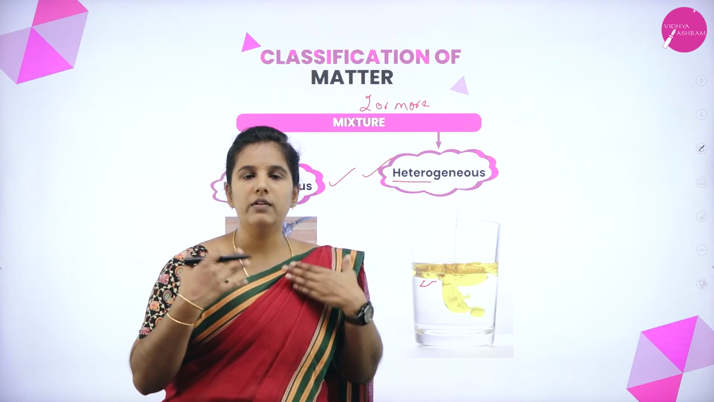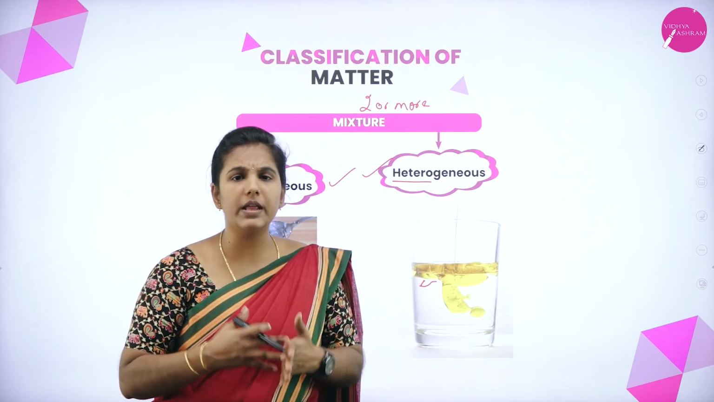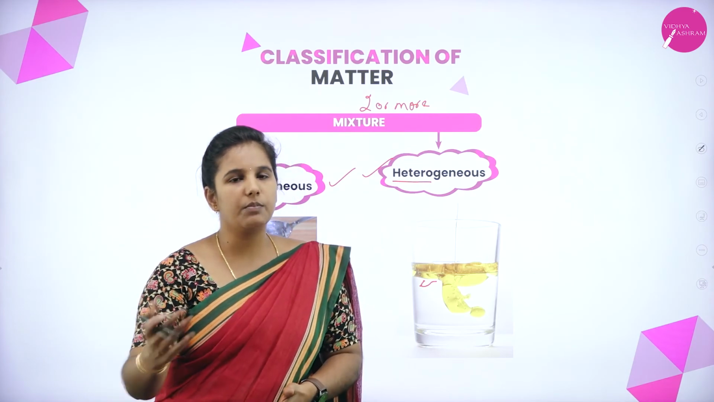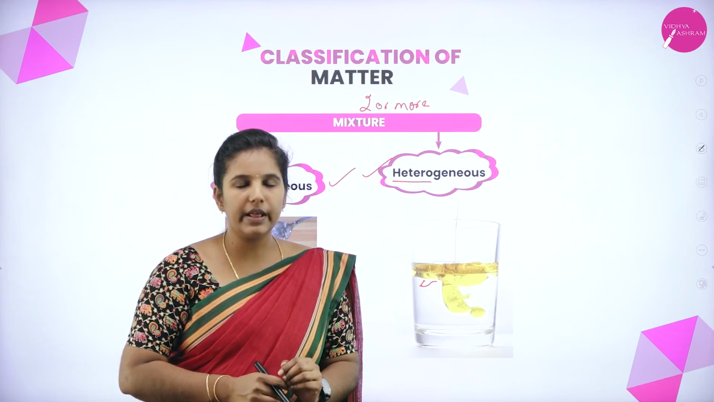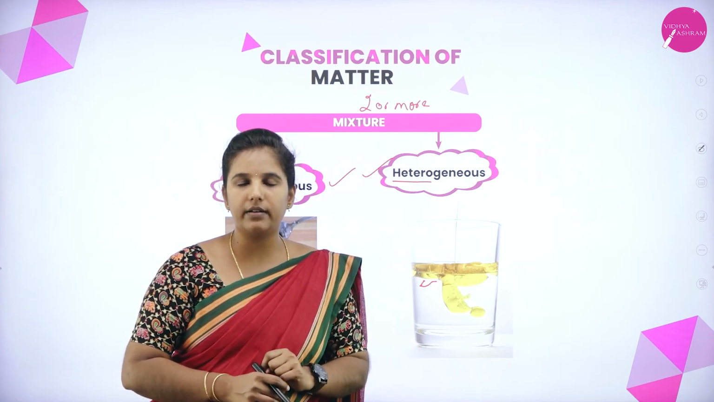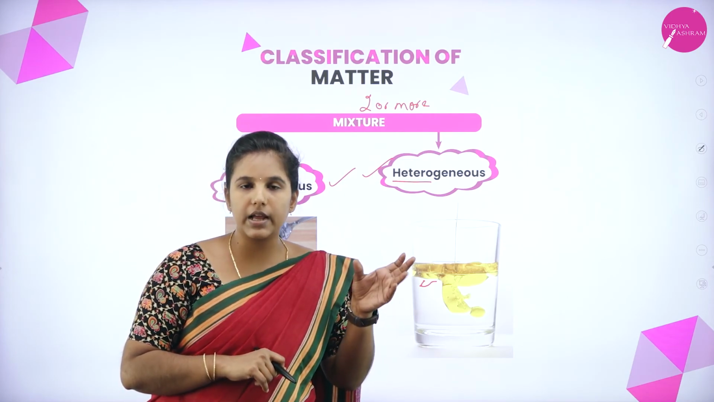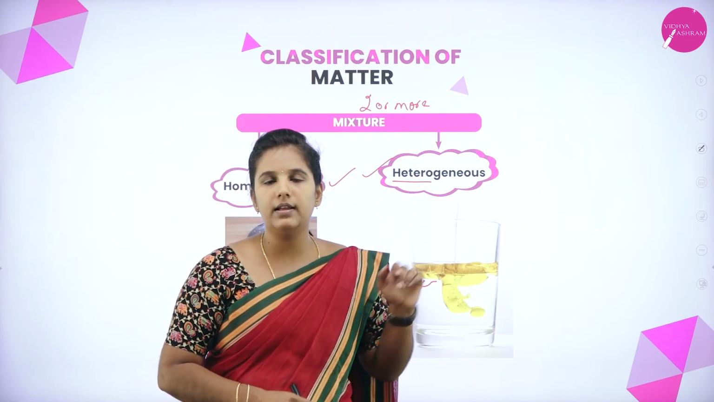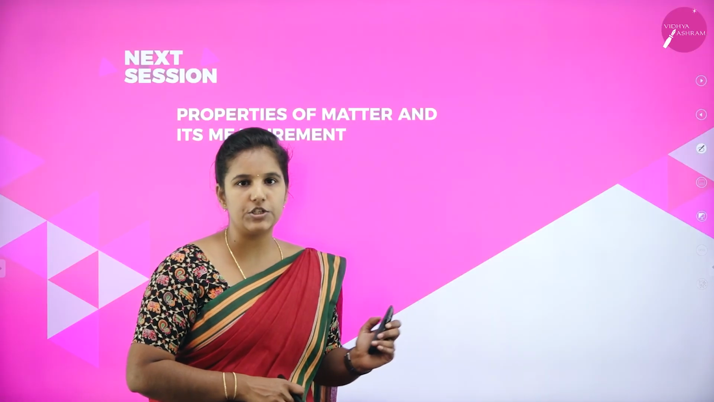This is how we can easily classify matter into two main branches. The first is based upon the physical state, and the second is based upon the chemical composition. Remember, based upon the chemical composition, we classify matter into pure substances as well as mixtures. In pure substances, again there are two types, elements and compounds, whereas in mixtures, again there are two types, homogeneous mixtures and heterogeneous mixtures.